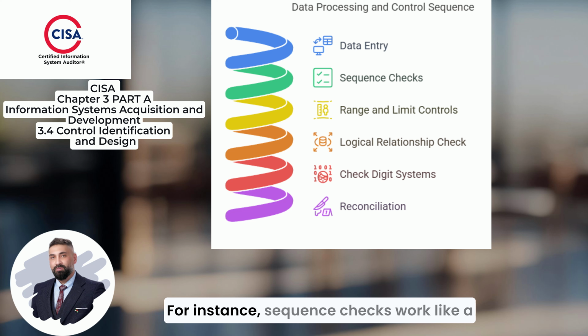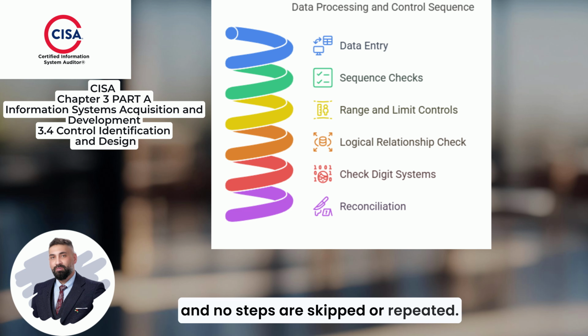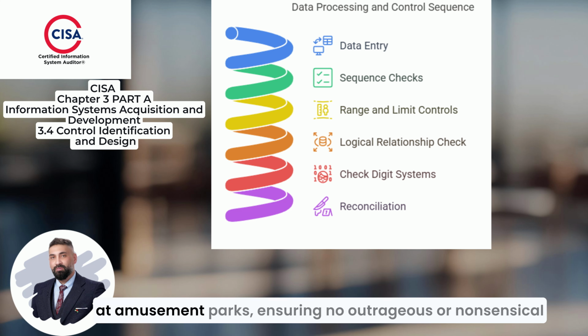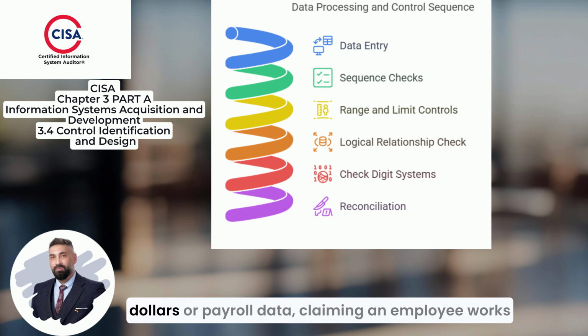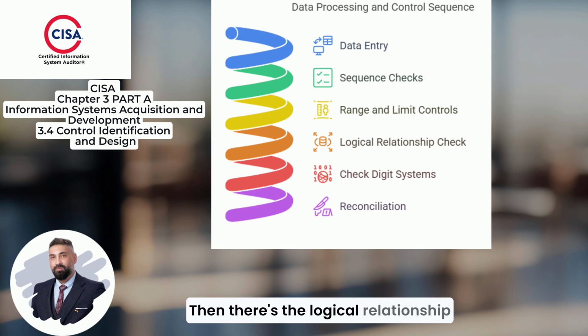For instance, sequence checks work like a checklist, ensuring transactions follow an orderly flow and no steps are skipped or repeated. Range and limit controls act like height restrictions at amusement parks, ensuring no outrageous or nonsensical data sneaks in. Like an invoice for negative dollars or payroll data claiming an employee works 900 hours a week. Then there's the logical relationship check, which links facts together.